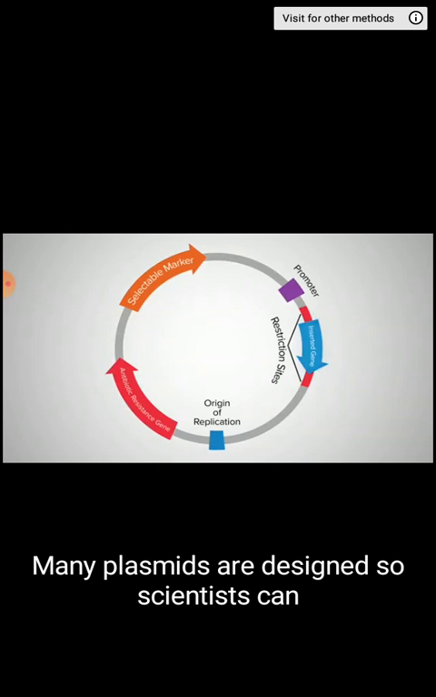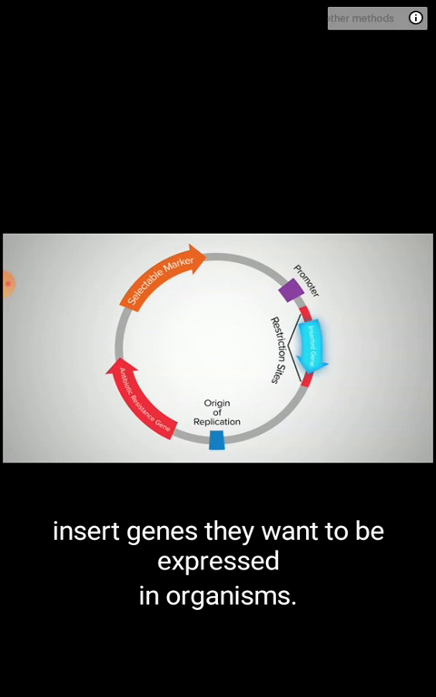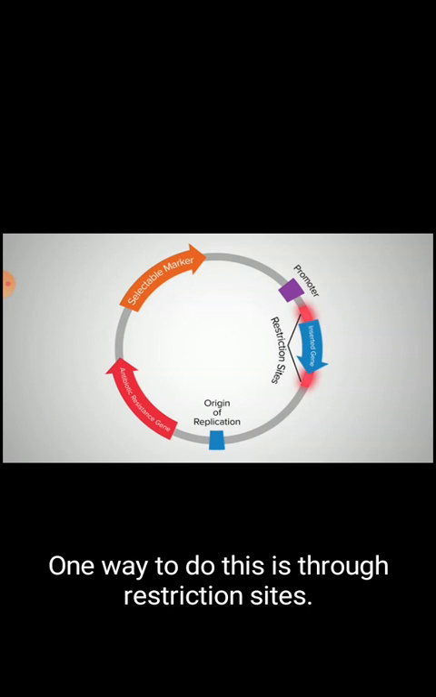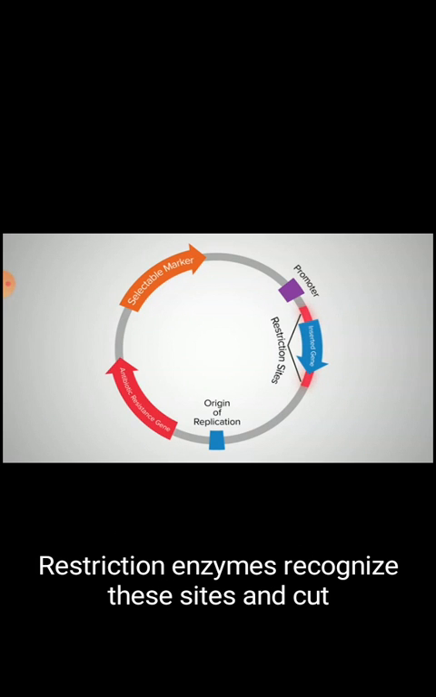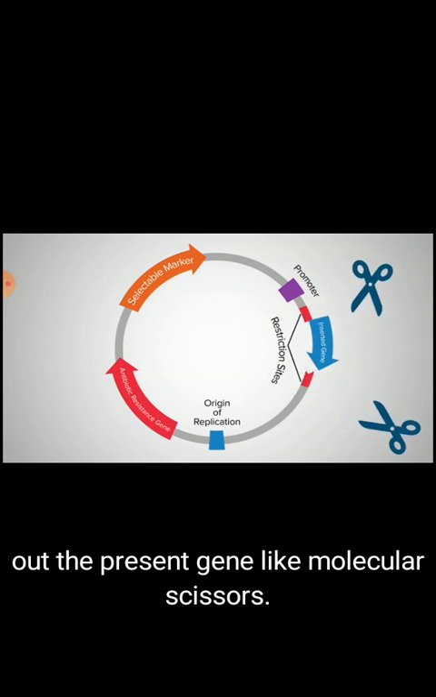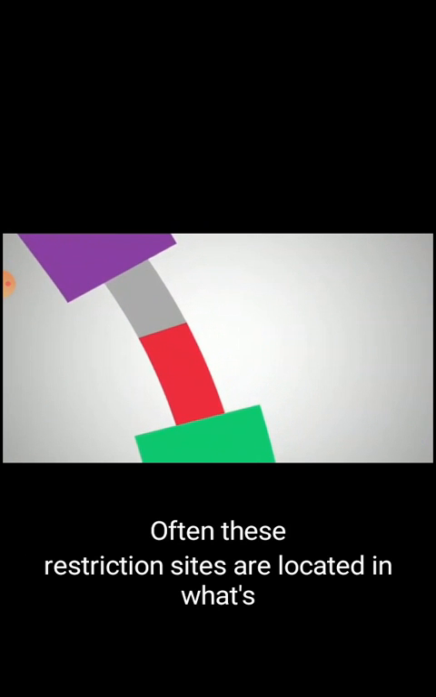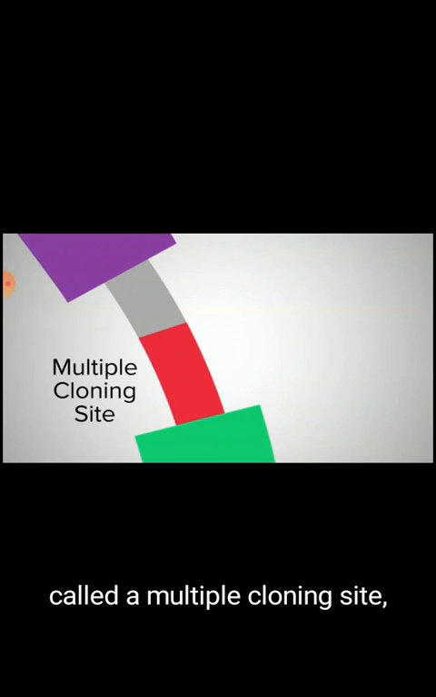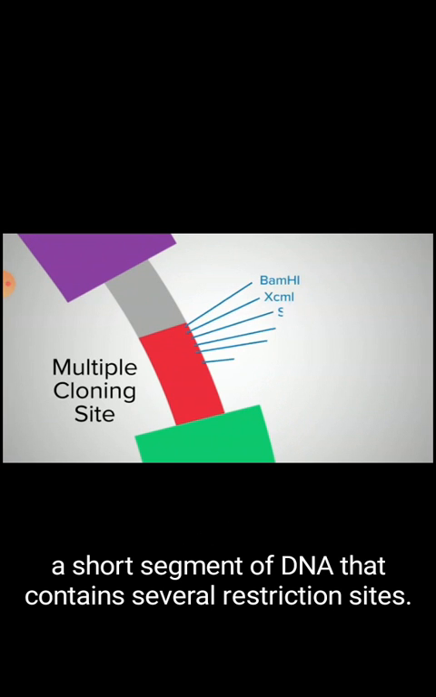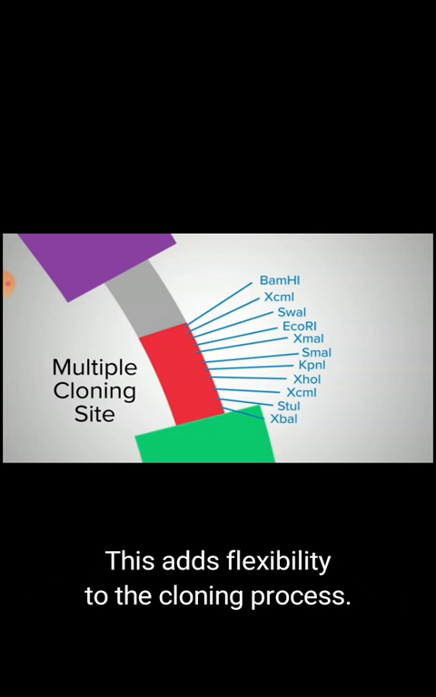Many plasmids are designed so scientists can insert genes they want to be expressed in organisms. One way to do this is through restriction sites. Restriction enzymes recognize these sites and cut out the present gene like molecular scissors. Then, a different gene can be inserted into the site. Often, these restriction sites are located in what's called a multiple cloning site, a short segment of DNA that contains several restriction sites. This adds flexibility to the cloning process.